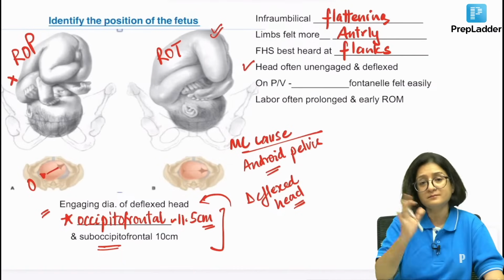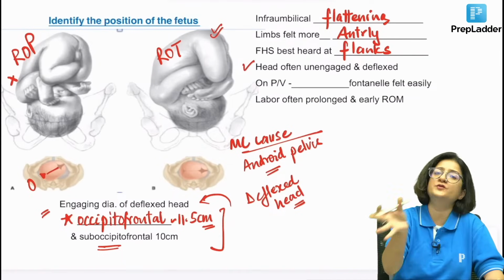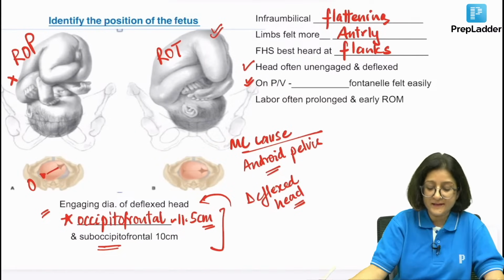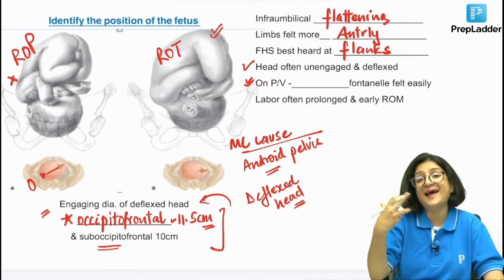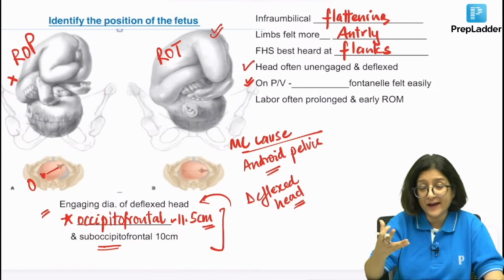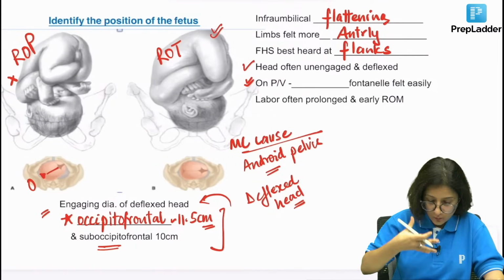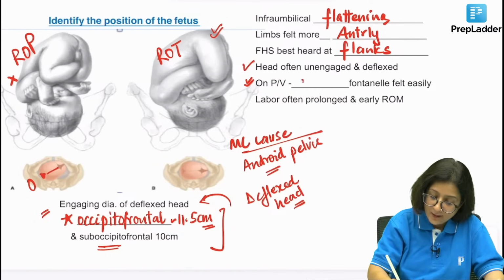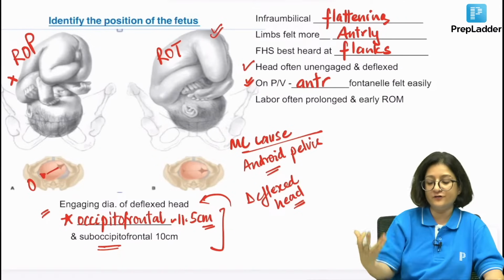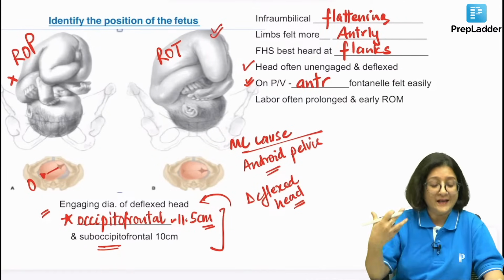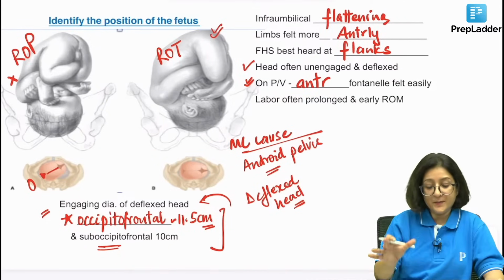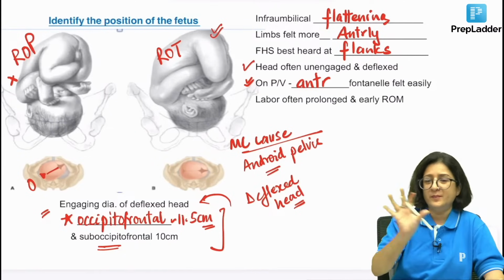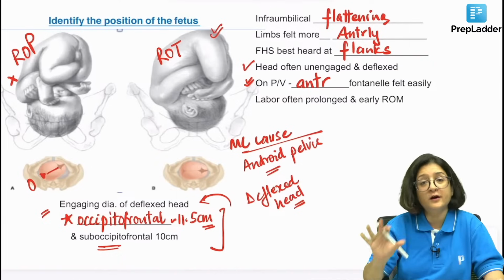Here, if it's a right occipito-posterior, it would be the right maternal flank, and so on. On PV examination, because the head is deflexed, it is the anterior fontanelle which becomes more easily palpable. So on PV, the anterior fontanelle is felt more easily. Keep these important pointers or clues whenever they put in an image based question on occipito-posterior position.